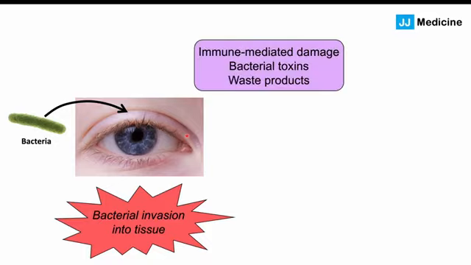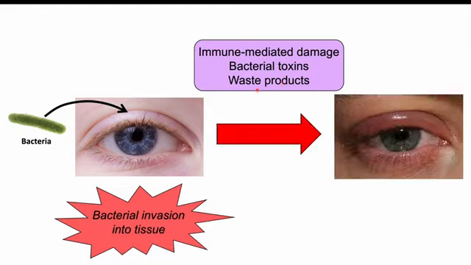What can then happen is that there can be an immune response to that microbial invasion, and there can be immune-mediated responses and immune-mediated damage to the eyelid. We can then see some microbial byproducts. For instance, if it's bacteria, we can see bacterial toxins being released into the area, causing inflammation. And we can also have waste products that can increase inflammation in the eyelid from both the microbes and also from the immune cells as part of the immune response.